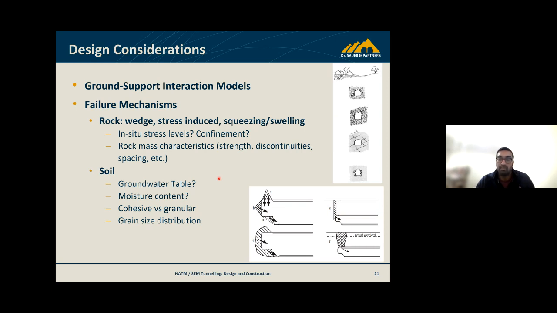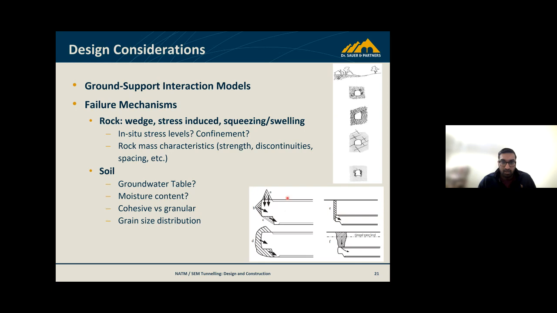So subdivision of the face, pre-support, ground improvement, and essentially in rock we have wedge and stress-induced or squeezing and swelling actions. What are the in situ stress levels, the confinement, the rock mass characteristics, etc.? But in soil, we're looking at the water content and the groundwater table, moisture content, and whether it's cohesive or granular material is quite important. Deciding on what the stand-up time could be or how we divide the face is all dependent on those factors.